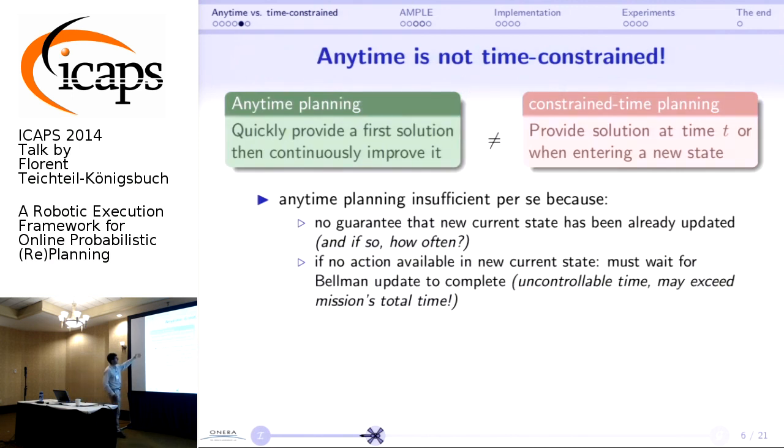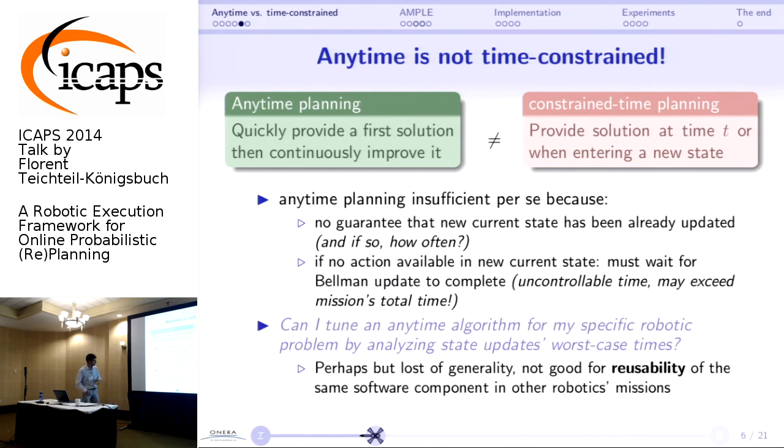In fact, the point is that anytime planning, which consists in quickly providing a first solution and then continuously improving it, is different from time constraints planning, where you have to provide a solution at a given time point. It's not really the same thing. In anytime planning, you don't have guarantees that the new current state has been already updated. If it is the case, you don't really know what the associated quality is. And if no action is available, you still have to wait, or if you have a default action, you can apply it.